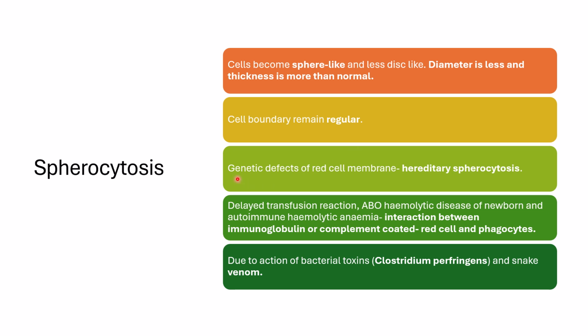It is seen in genetic defects of the cell membrane like hereditary spherocytosis, and where there is interaction between immunoglobulin or complement coated red blood cells and the phagocyte, like in delayed transfusion reactions, ABO hemolytic disease of the newborn, and autoimmune hemolytic anemias, and in bacterial toxins like those caused by Clostridium perfringens and snake venom.